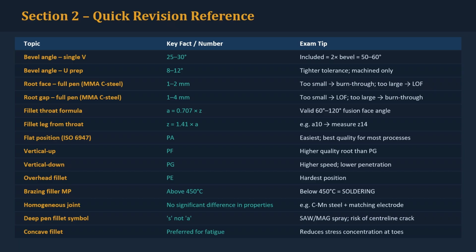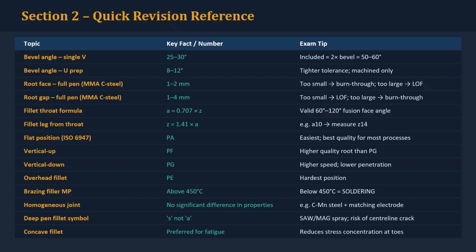For AU preparation, remember that the bevel geometry is narrower and generally requires machining. For the representative MMA carbon steel full penetration example, the root face and root gap dimensions shown here are important examination values. The most important mathematical relationship remains A equals 0.707 times Z. And the reverse relationship is Z equals 1.41 times A.